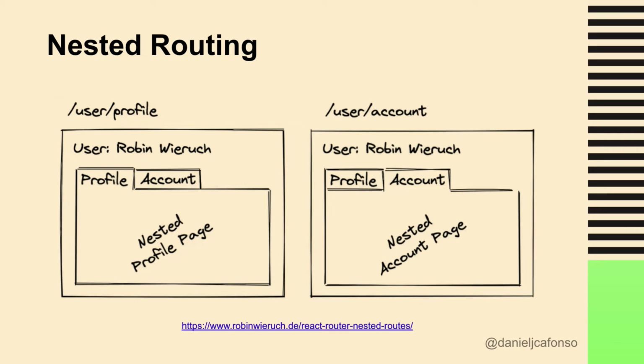So here we have this example. Here we can see two routes, the user profile and user account. So there's something very similar in both of them. Both of them have a user. Then you have two tabs, one where you have a profile and the other where you have an account.